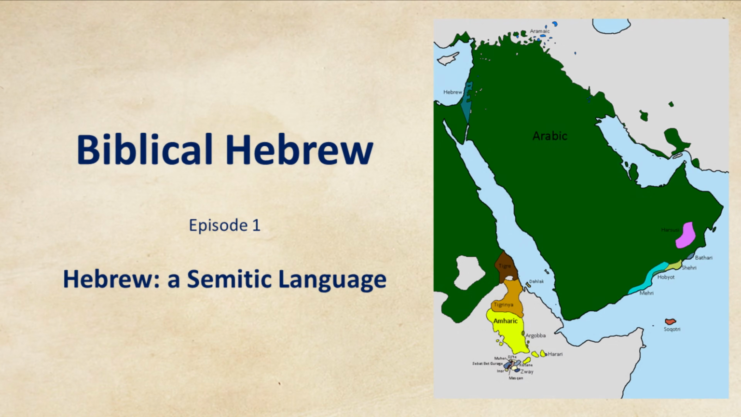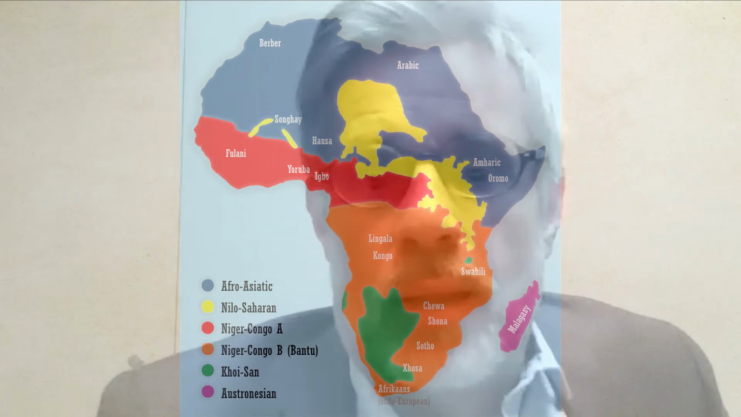The first few are introductory classes, and the first time I want to talk about Hebrew being a Semitic language. What does that mean? There are different language families in the world. For instance, I know some of my viewers who asked me to start this course live in Africa, in Uganda.